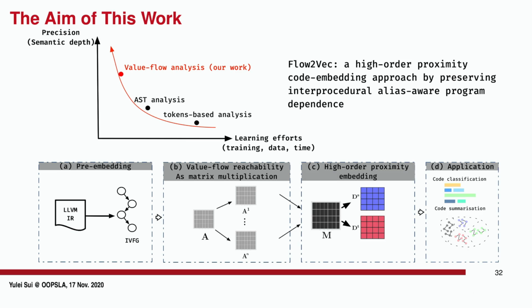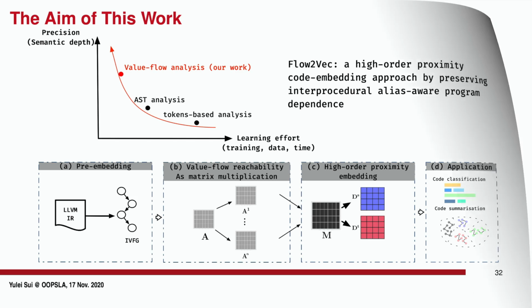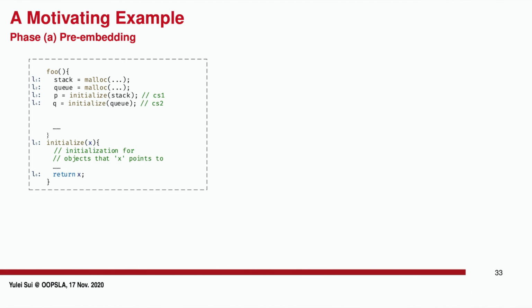Next, let us use an example to go through these four phases of our approach. Here is a code fragment extracted from a real-world project, Basin. The code allocates two containers, stack and queue, at line 1 and line 2, and then initializes the two containers by calling method initialize through call sites CS1 at line 3 and CS2 at line 4. The initialized values then pass back to pointers P and Q respectively.